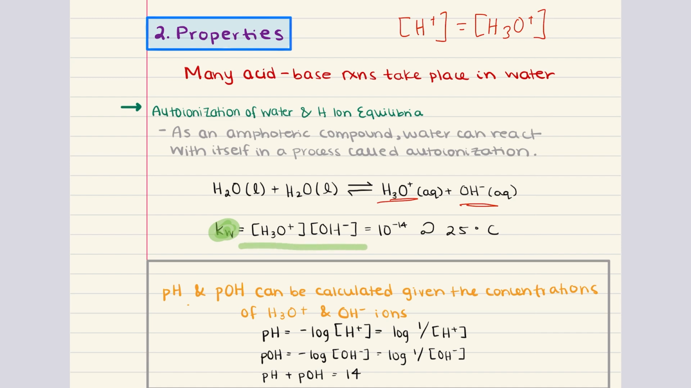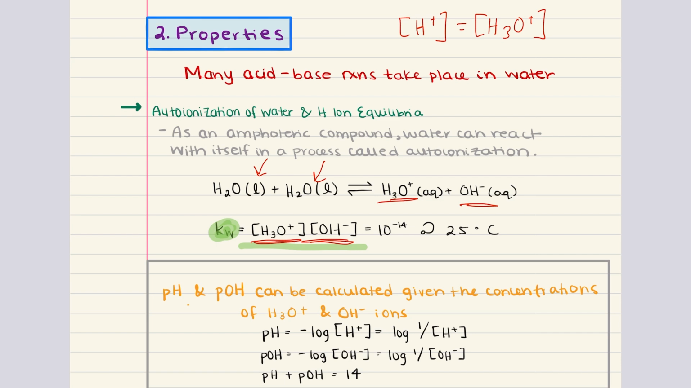Now, just as a friendly reminder, equilibrium constant expressions are the concentration of the products raised to their stoichiometric coefficients over the concentration of the reactants raised to their stoichiometric coefficients. And remember, we do not include solids or liquids. So looking at this equilibrium constant expression, we have the concentration of hydronium ions and hydroxide ions, and there's nothing in the denominator, and that's because both reactants are liquids, which we do not include in the equilibrium constant expression.